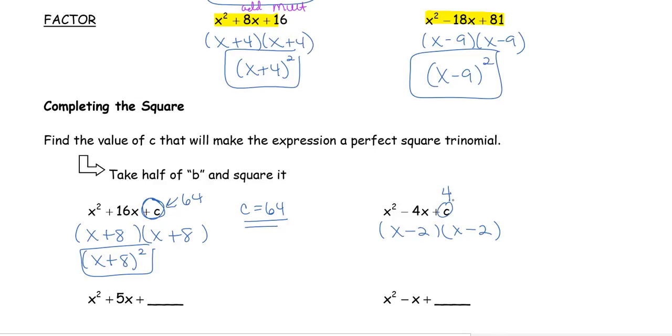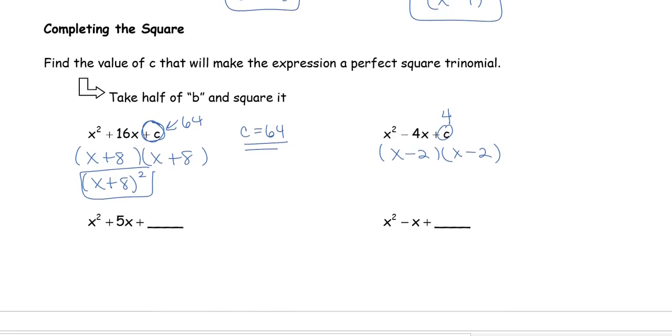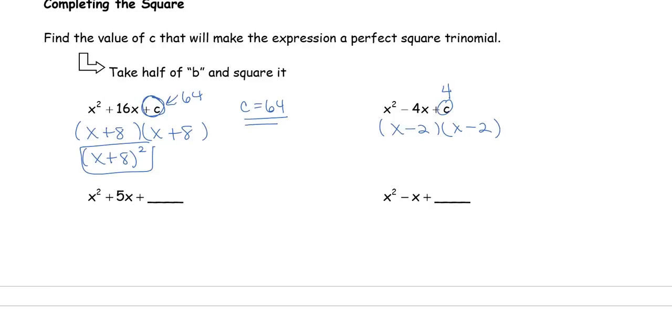Those examples aren't too bad, but sometimes they get a little more difficult. So maybe you read it, maybe you didn't. But the key here is to take half of the middle term and square it. So when I get into harder problems like this right here, I'm going to take half of that 5, which is 5/2, and we square it. When you square a fraction, it is 5 squared and 2 squared. So that gives us 25/4.